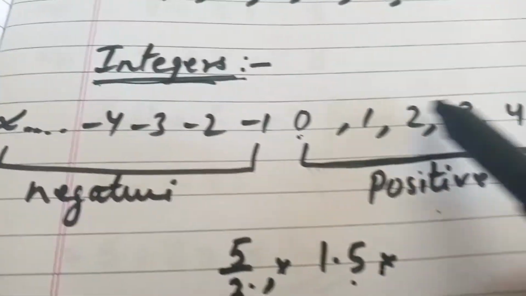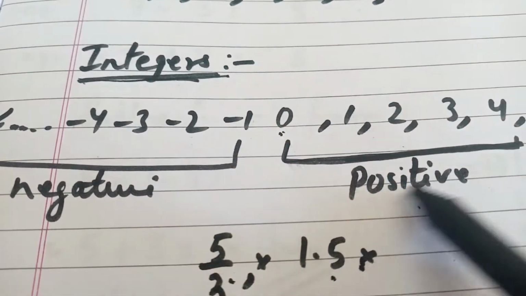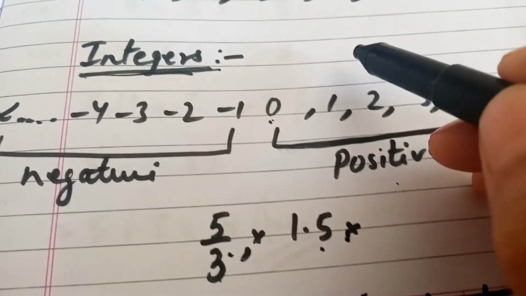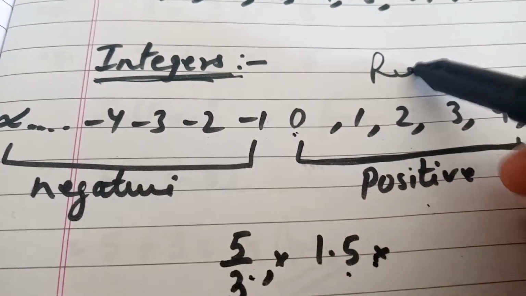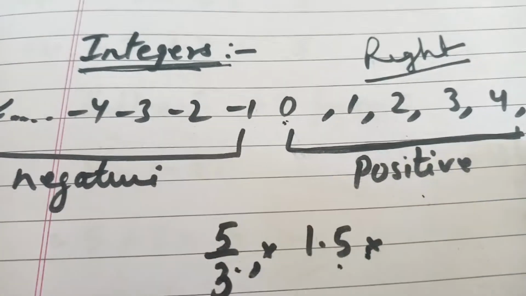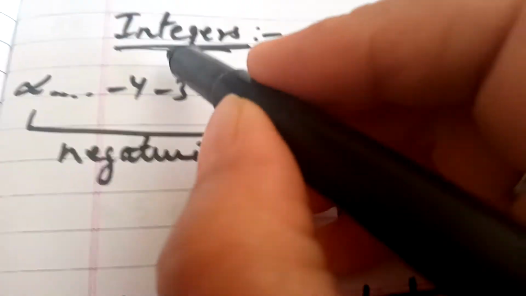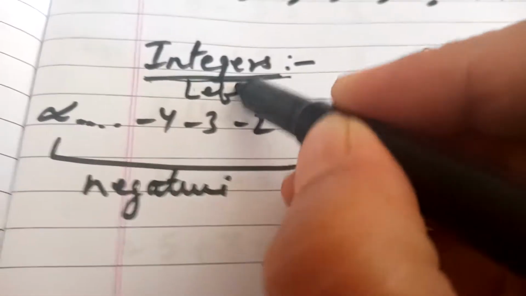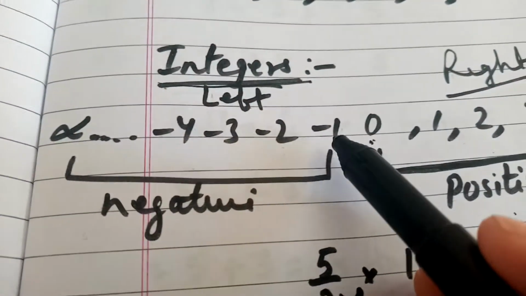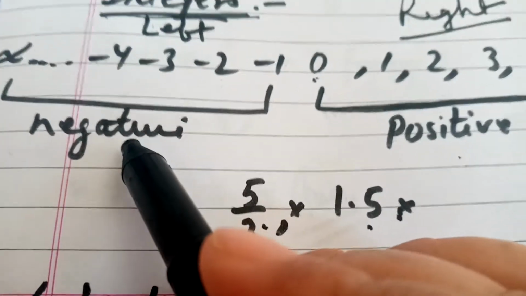On the right hand side, when we write 0, 1, 2, 3, 4, those are positive. So when we write on the right hand side, that is positive integers. And on the left hand side, when we write -1, -2, -3, -4, those are called negative numbers.